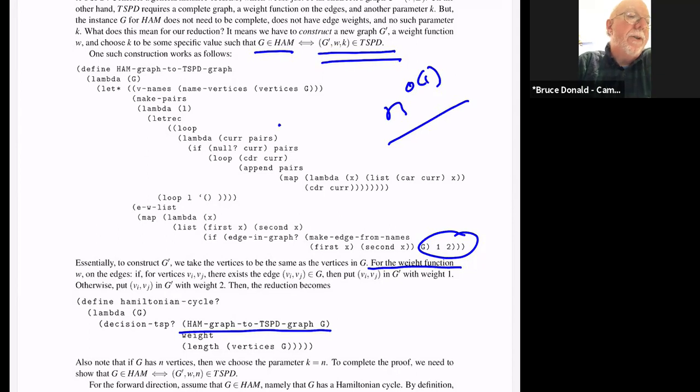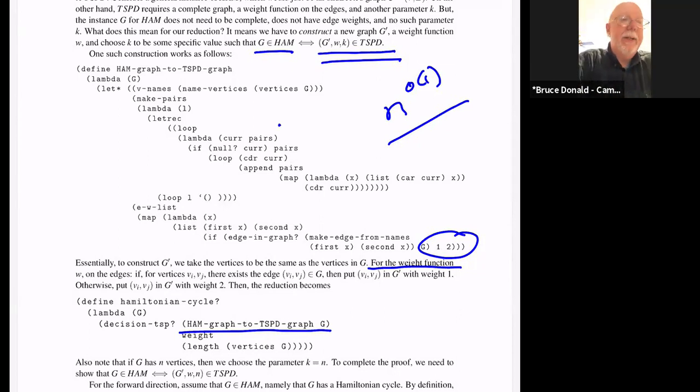First of all, this function has to be, of course, Turing computable by a Scheme function. But second, we require it to be polynomial time as well, so it doesn't do something crazy expensive. Then, given that we can transform instances of HAM into TSP, we hypothesize what would happen if there exists an efficient decider for TSP, namely a function that, given a graph, a weight function for the edges, and a threshold K, returns a Boolean answer: whether there exists a tour or cycle with weight less than K.